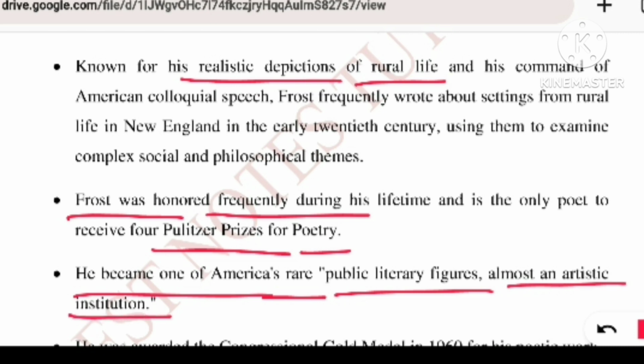Now see, he had written so much, and all those works concerned the life of common people. Therefore he was able to touch the heart and soul of common people, and everybody voted for him, and that is why he became a literary figure, an artistic institution. He was a person, but he accumulated an entire institution. That means he had more knowledge and gave more work to society.